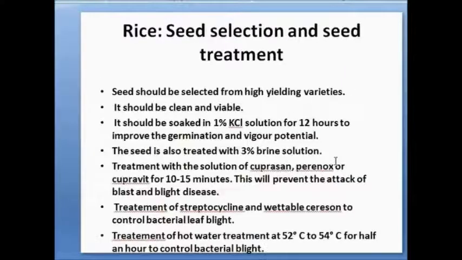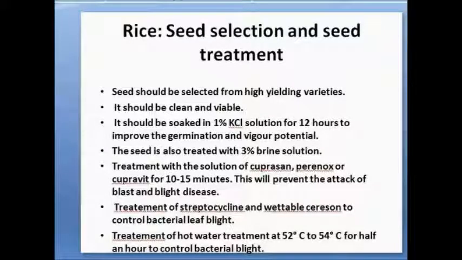Now here, seed selection and seed treatment. Before sowing of seed, we have to select the seeds. These seeds should be selected from high yielding varieties, as we have discussed that various varieties are available. More than 4,000 varieties of rice are available all over the world. But we have to select those varieties which are high yielding, and the seeds should be very clean, viable. Then after selection of seeds, we have to give treatment of 1% KCl solution for 12 hours to improve germination and improve vigor.